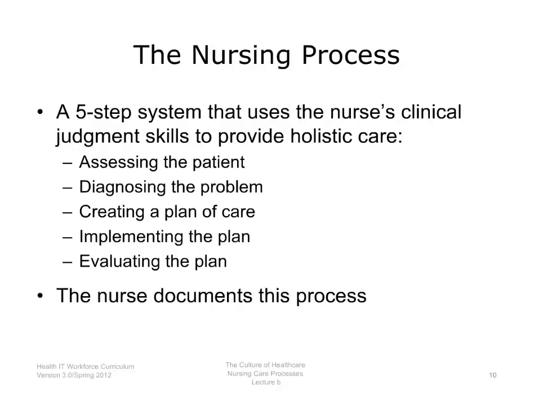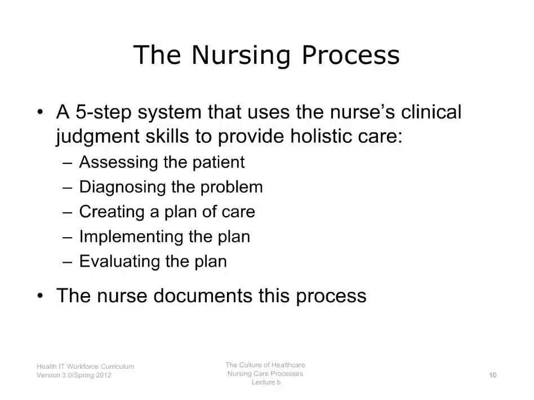All nurses follow a system called the nursing process when they are working with patients. Nurses use clinical judgment skills throughout the nursing process in order to create the best possible outcome for each patient. The nursing process is a holistic system that treats both the problem and the patient. It allows the nurse to evaluate both the immediate health problem and the context of the problem, such as how the health problem affects the patient and the patient's family.